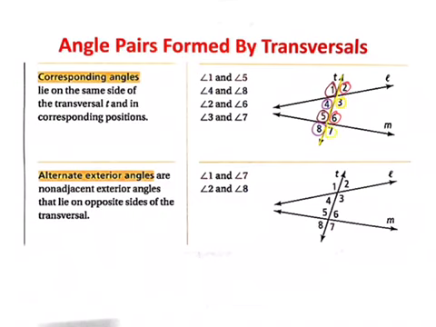Alternate exterior angles are non-adjacent exterior angles that lie on opposite sides of the transversal. So once again, T is our transversal, but we're talking about exterior. So alternate exterior would be like 1 and 7. They're on opposite sides of the transversal, but they're on the outside, or 2 and 8.